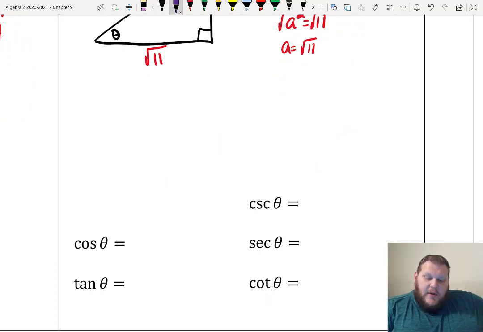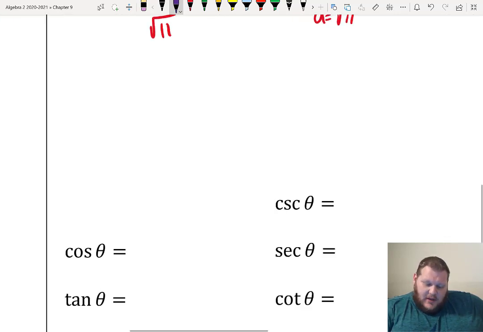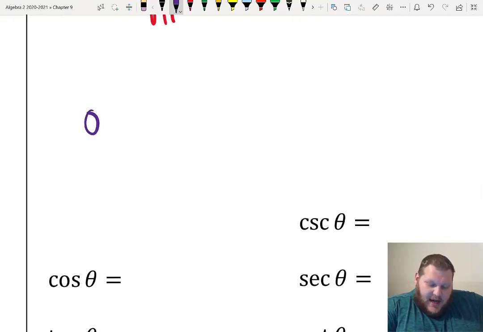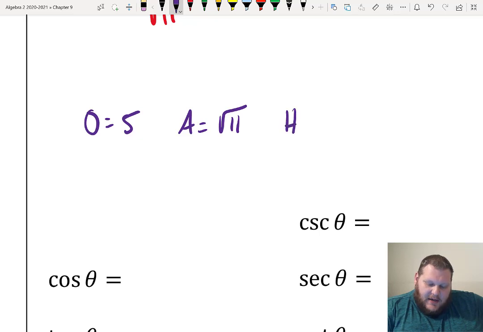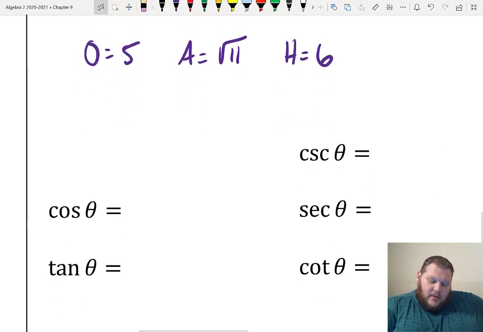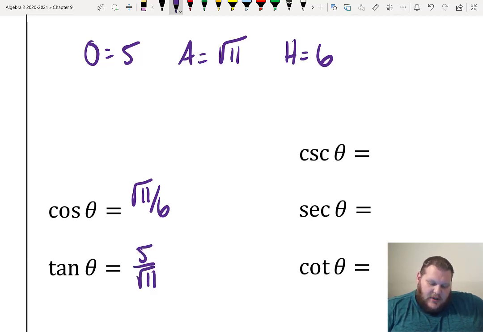All right, so they want us to solve the other 5 functions. Obviously, we already know what sine is, so we don't need to reiterate that. It's already 5/6. But just to remind ourselves, the opposite is 5, the adjacent is the square root of 11, and the hypotenuse is 6. So cosine is adjacent over hypotenuse, and my tangent is opposite over adjacent.